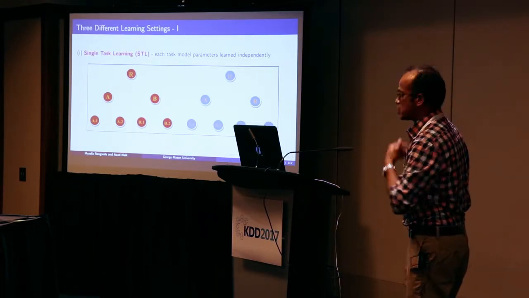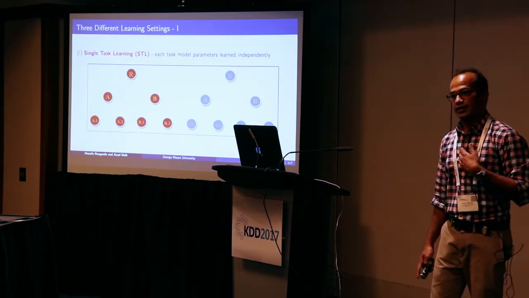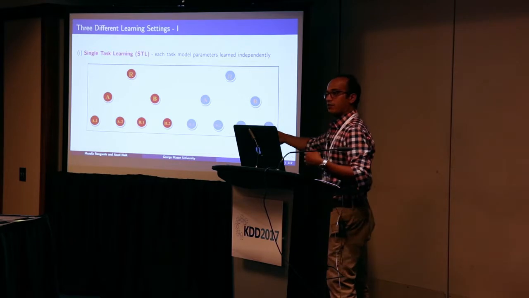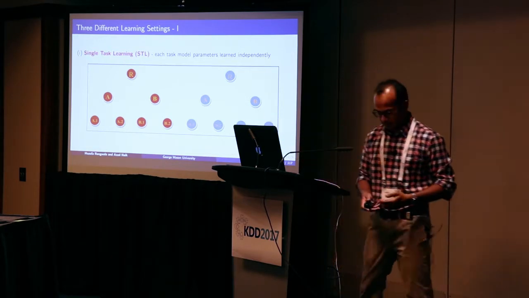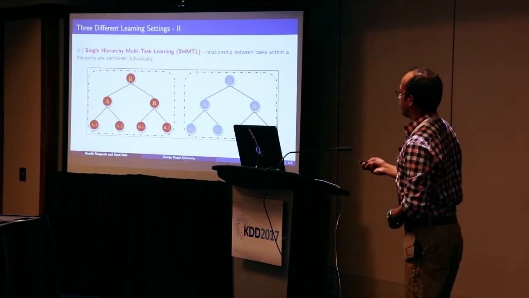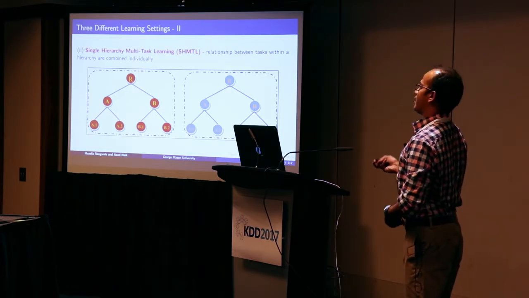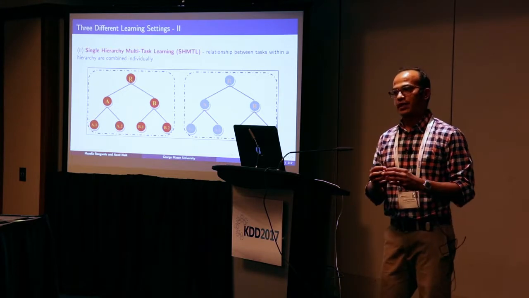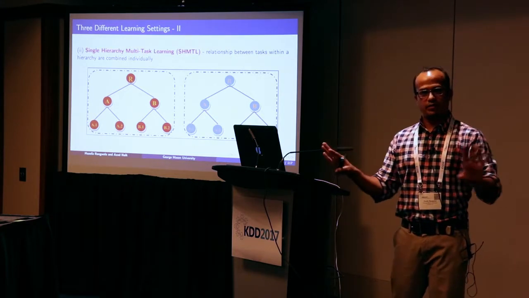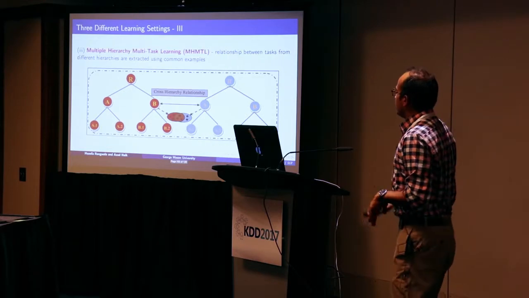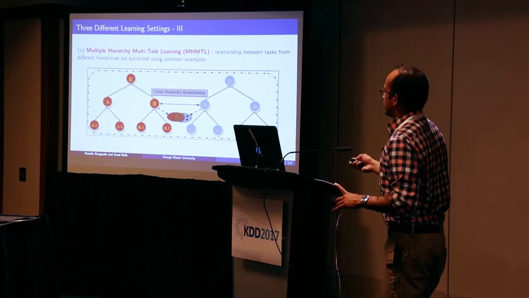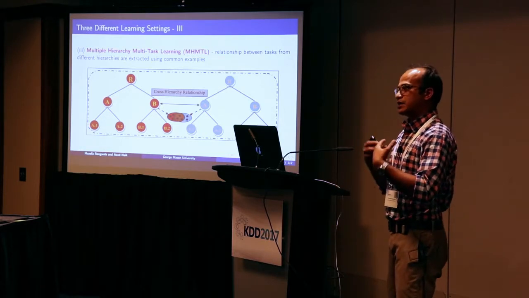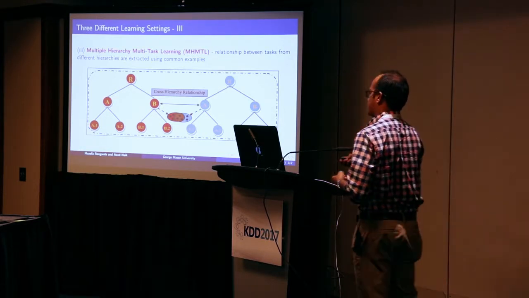So one approach is don't do anything about it, which is ignore everything. That's why I don't have any edges here. I don't have any relationships here, and I don't have any complementary relationships that I want to exploit here. The other view is what we already learned, which is single hierarchy, where the relationship between the tasks within a hierarchy should be combined, but across the tasks, don't do anything about it. And then multiple hierarchy multitask learning, which is you somehow figure out what the relationships between the different nodes are and exploit them so that you will get better results later on.